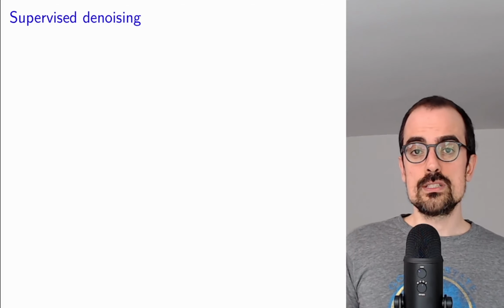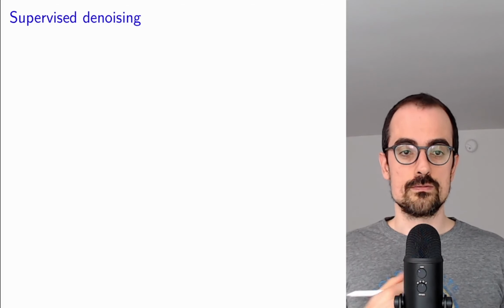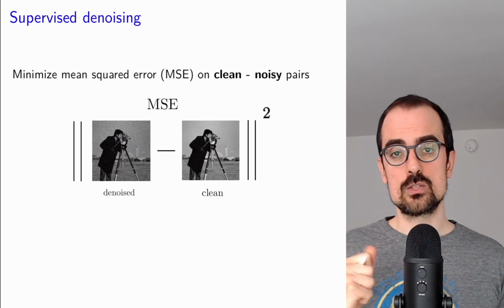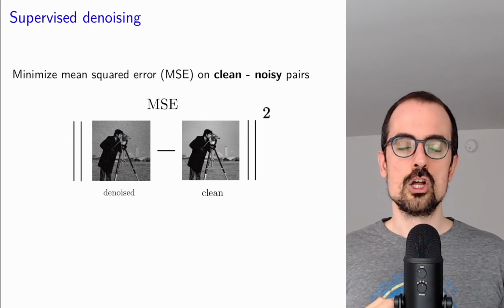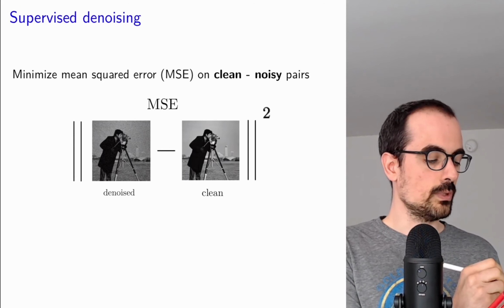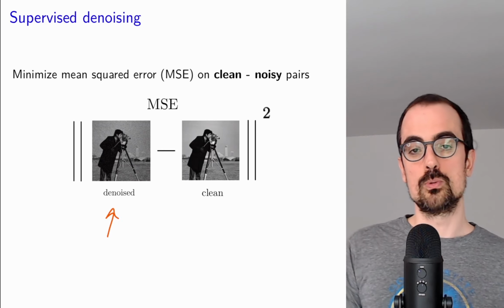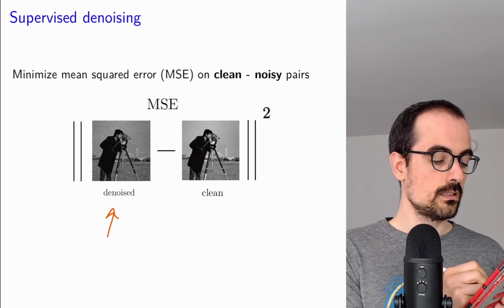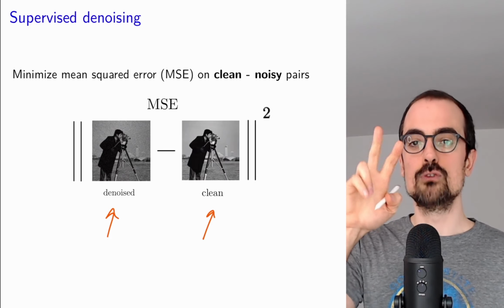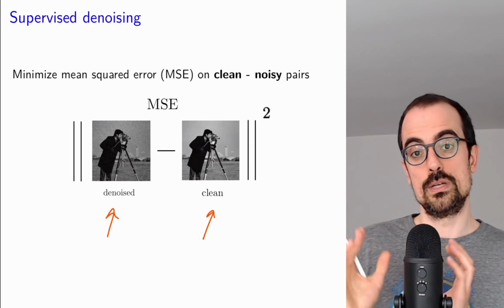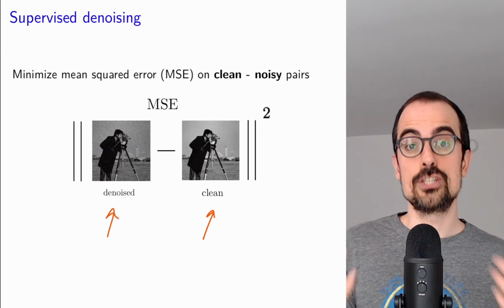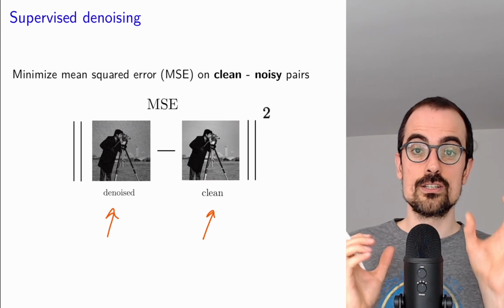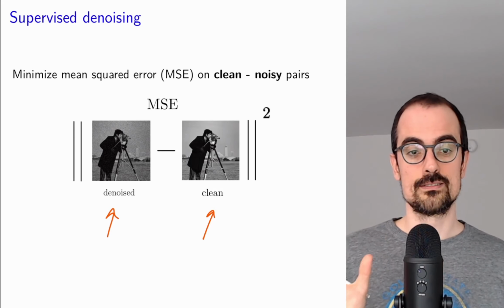In supervised denoising, which we explained in the previous video, what we do is we minimize the mean squared error or some other similar loss or cost function between the denoised output of the network, given a noisy input, and the clean ground truth image that it should produce. But that assumes that we have a training set that consists of clean images and their noisy counterparts.